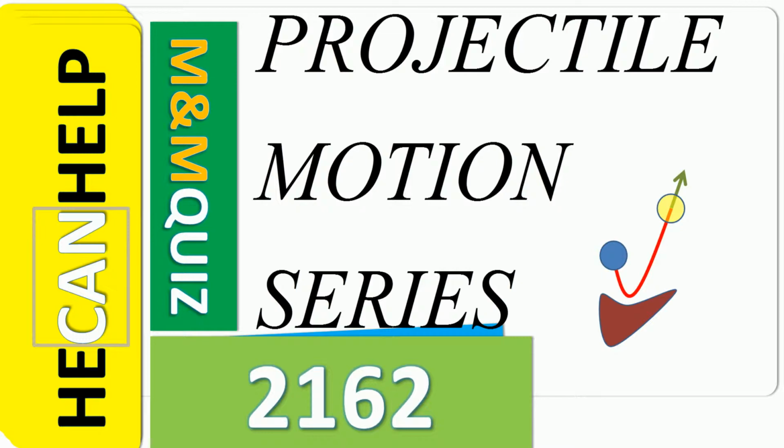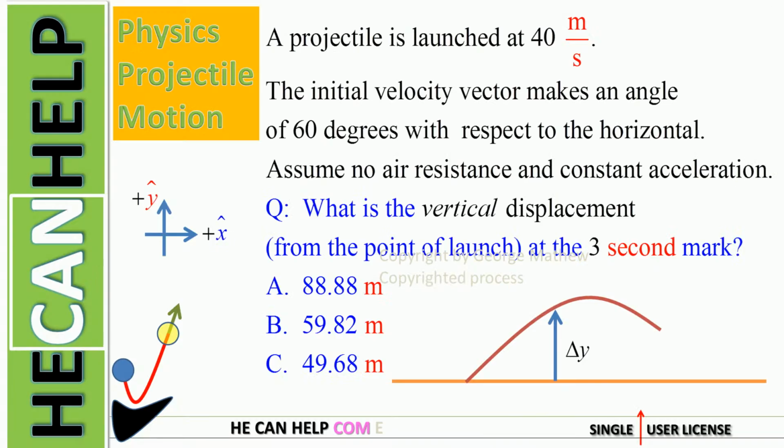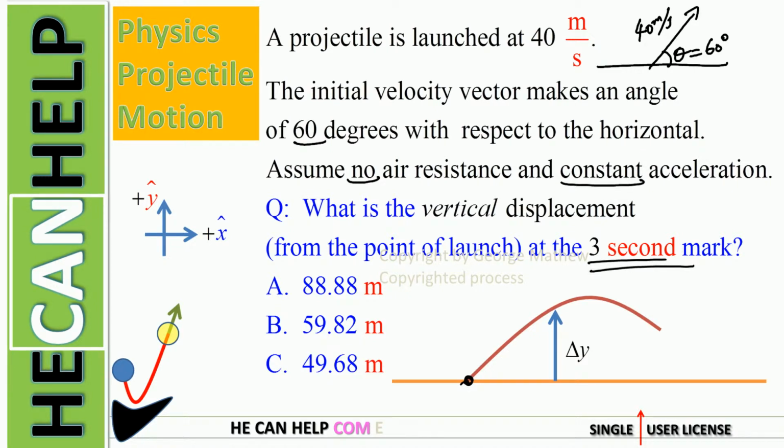2162. Welcome to hecanhelp.com. A projectile is launched at 40 meters per second. What is the angle with respect to the horizontal? 60 degrees. The initial velocity vector makes an angle of 60 degrees with respect to the horizontal. Assume no air resistance and constant acceleration. What is the vertical displacement from the point of launch at the 3-second mark? Is it A, or is it B, or is it C? Positive x is defined as to the right, positive y is vertically up.